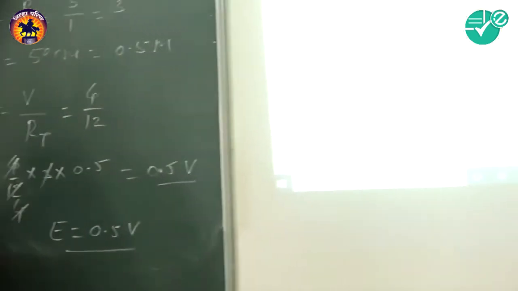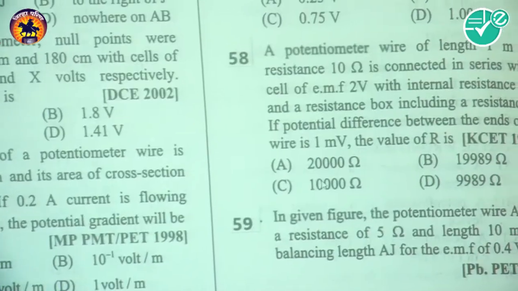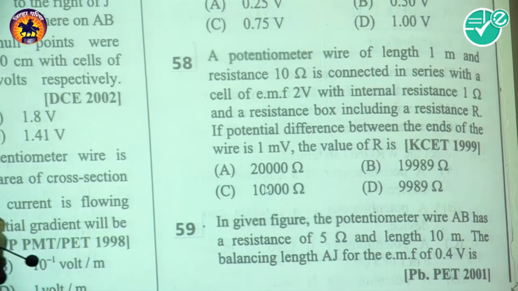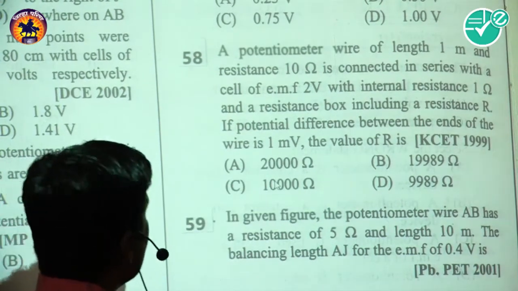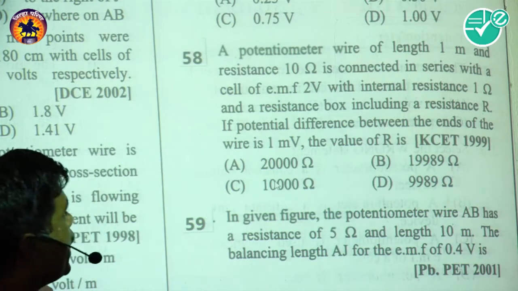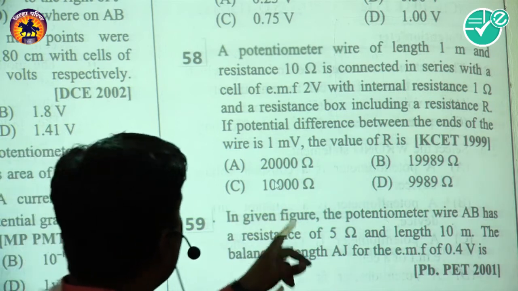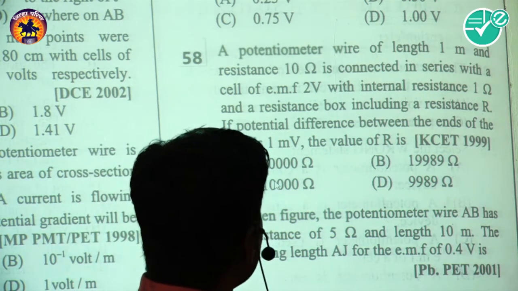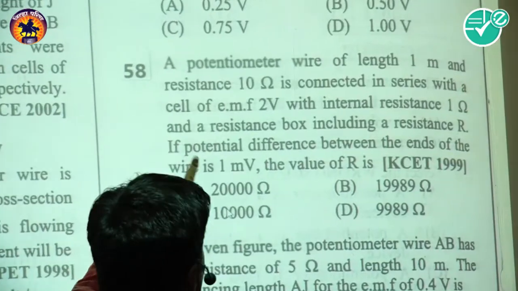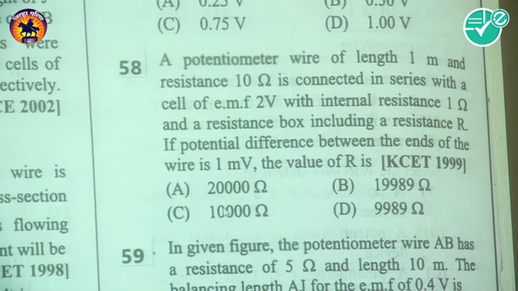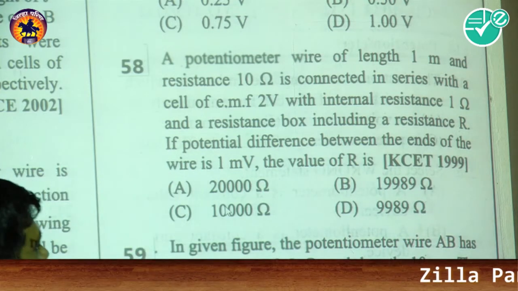After that, we will move towards question number 58. What is asked in question number 58? A potentiometer wire of length 1 meter has a resistance of 10 ohm and is connected in series with a cell of EMF 2 volt. From this data, first of all we draw the diagram, and after that we will solve the question. The potentiometer wire has a length of 1 meter and a resistance of 10 ohm, connected in series with a cell of EMF 2 volt with an internal resistance of 1 ohm, and a resistance box having a resistance of R. If the potential difference between the ends of the wire is 1 millivolt, then the value of R is.